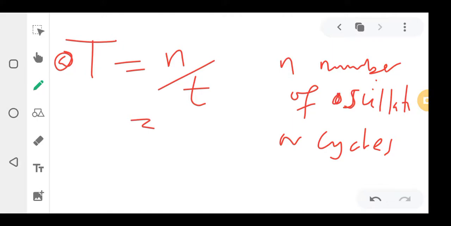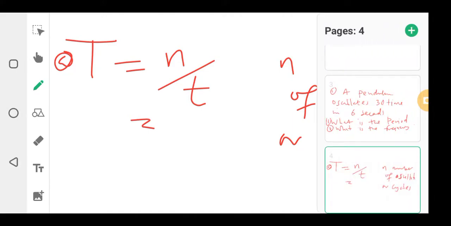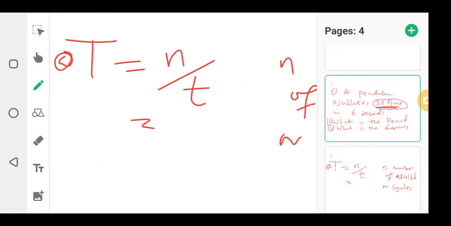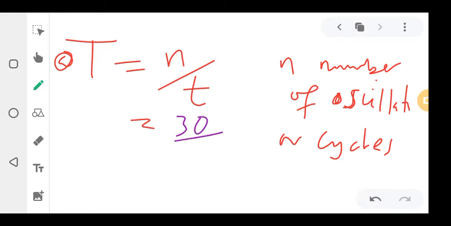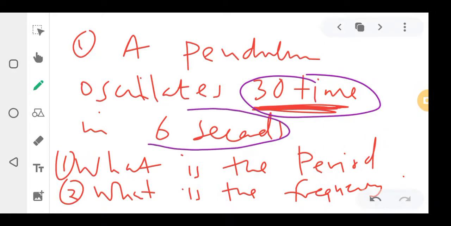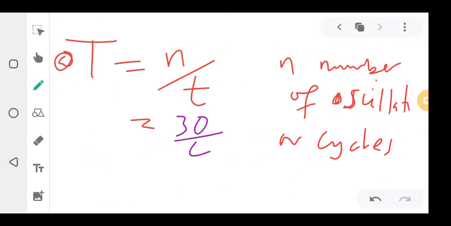So how many oscillations do we have? They said it oscillates 30 times. So the number of oscillations there is 30. In how much time? 6 seconds. So time is 6 seconds over 30. It's 5 seconds.